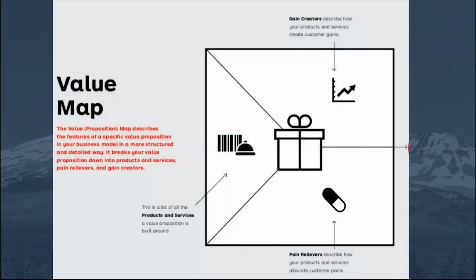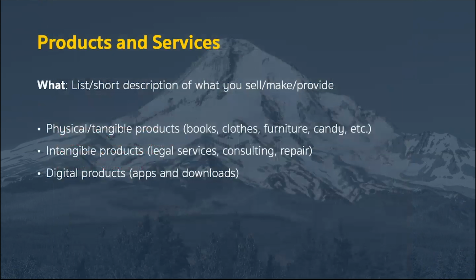Let's move to the left side of the value proposition canvas, which is the value map. The three sections of the value map are products and services, the gain creators, and the pain relievers. The products and services section is pretty straightforward. What you want to capture here is a list or a short description of what exactly you sell, make, or provide.